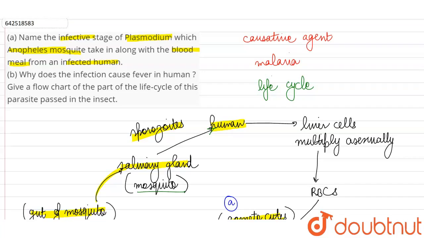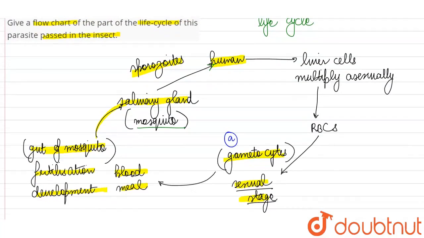Now after this, they are asking, why does the infection cause fever in human beings? And we have to give a flow chart of the life cycle of the parasite which is passed in the insect. So we've already discussed the life cycle, not only in the body of the mosquito but also of the human being, how it is going to attack the liver cells, and the liver cells are going to burst, how it is going to multiply inside our red blood cells.